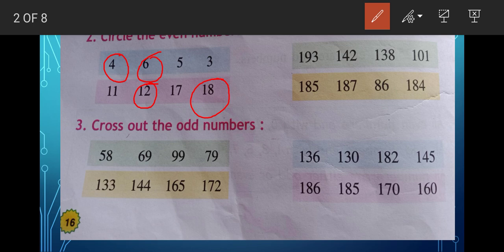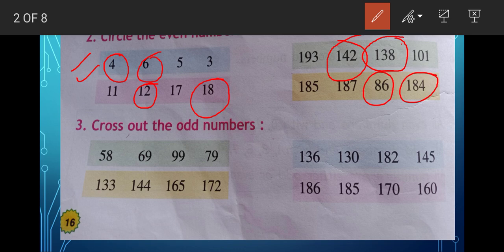In this question, 193 and 142 are 3-digit numbers, but you have to see the ones place. Here the ones place is 2, so it is an even number, and in 138, 8 is in the ones place, so it is an even number, so you have to circle that one. In the same way, 186 and 184 are even numbers. Children, in question number 2 you have to write only these two in your copy, this one is not required.